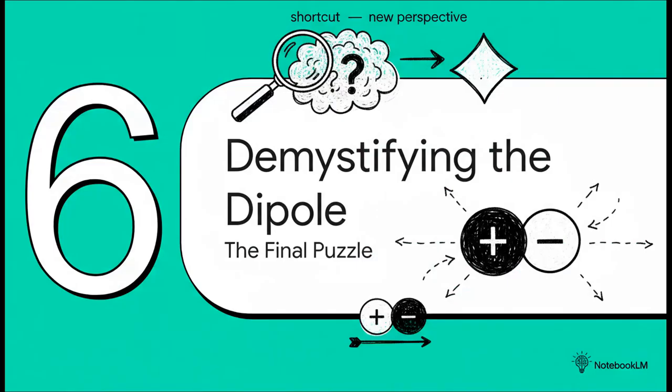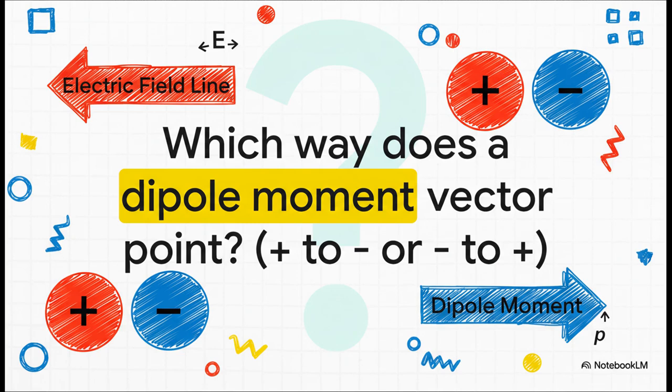Okay, finally, let's tackle the last big puzzle of electrostatics, the electric dipole. That's just a fancy name for a pair of equal and opposite charges that are stuck near each other. Calculating stuff around a dipole seems really complicated, but you guessed it, there's another elegant shortcut hidden inside a new perspective. So the strength and direction of a dipole are all wrapped up in this one thing called the dipole moment vector. But here's the tricky part.